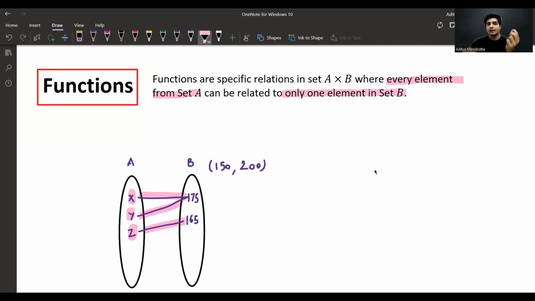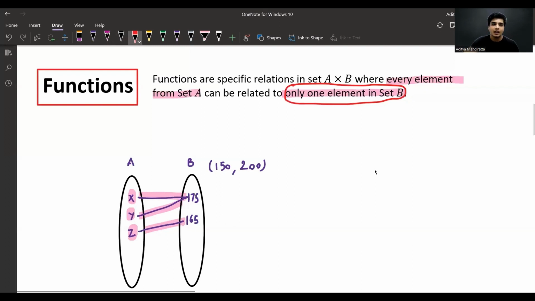So now that is quite obvious also. If you think about it, that is quite obvious. Yes, a person can only have one height, right? Okay. So this is a function, right? Because every condition is satisfied over here, right?